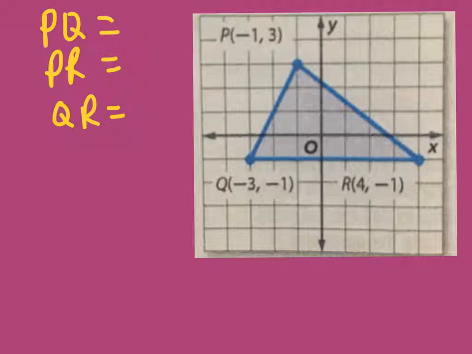So to find the length of this one here, all we have to do is count it since it's on a horizontal line. 1, 2, 3, 4, 5, 6, 7. So the distance of QR is 7. Write that down so we don't forget it. There we go.